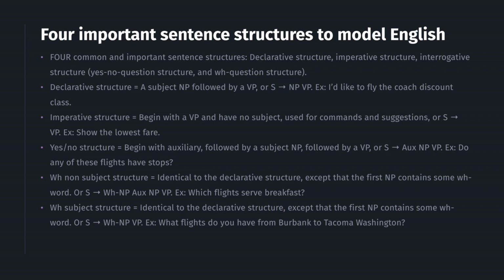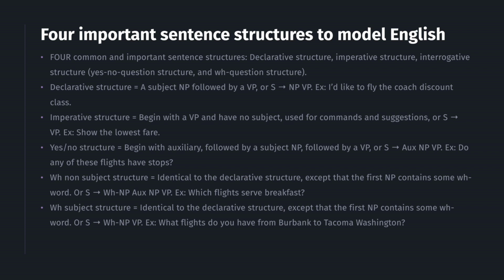And then the last important structure has one nuance. It's the WH subject structure, and there's also the WH non-subject structure. The WH non-subject structure is identical to the declarative structure, except the first noun phrase contains a WH word. A WH word is something like which or what, why. And you can see the 2 examples of the subject versus non-subject.